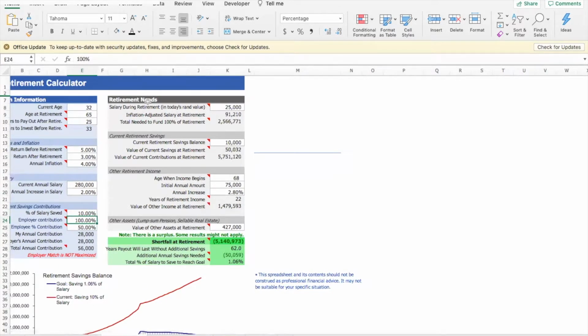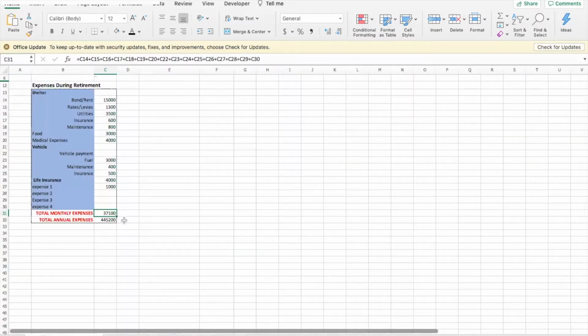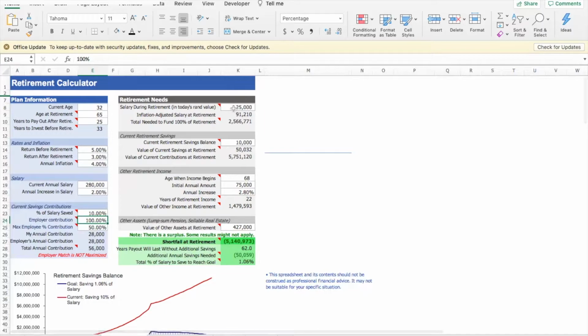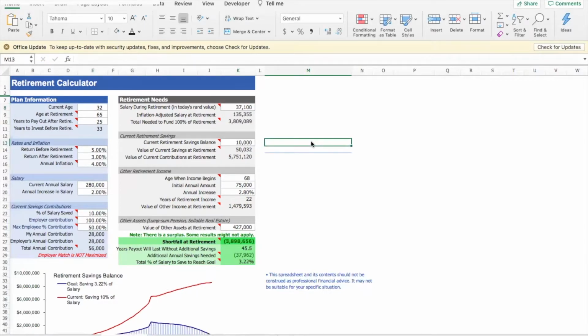So in terms of the Rand value of what we need in retirement, we're going to take this figure from the sheet, 37,100, and that's what we're going to plan for. Okay, so this is 135,000. When you're at 65 years old, 37,100 Rand today, you will need 135,000 Rand some change to actually buy the exact same thing when you are 65. I know it's a scary figure, but this is how you plan for retirement.